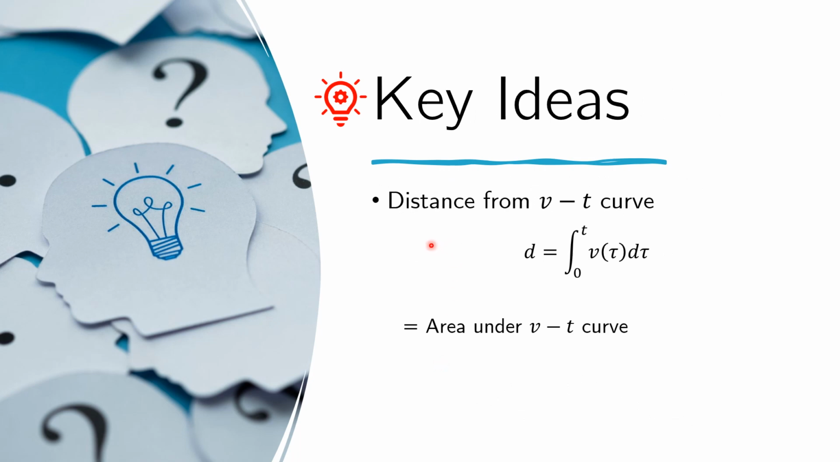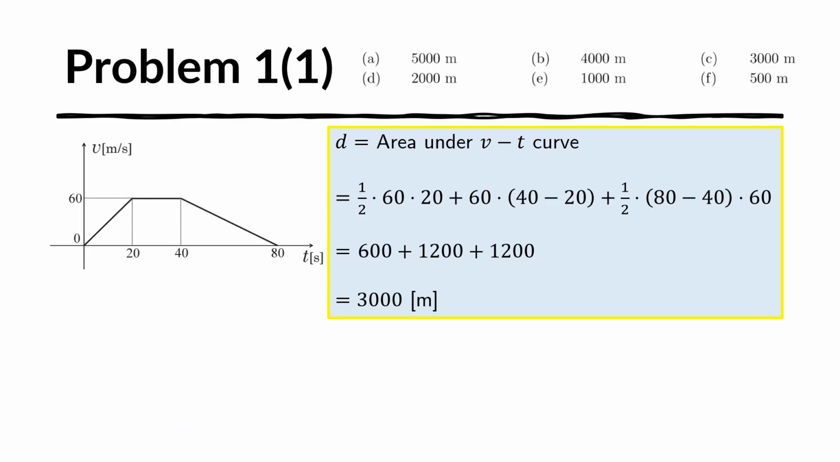Let us recall that the distance traveled by a body is the integral of the velocity curve. So that is the integral of the velocity or the speed with time, which means that it is the area under the v-t curve. In our problem, this is the velocity curve, and thus the area under this curve is the distance that we're looking for.